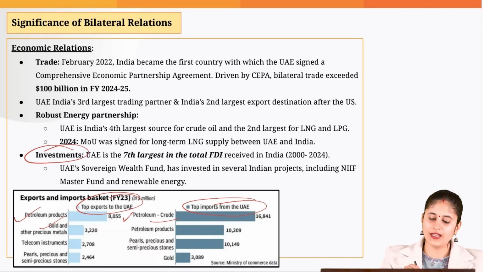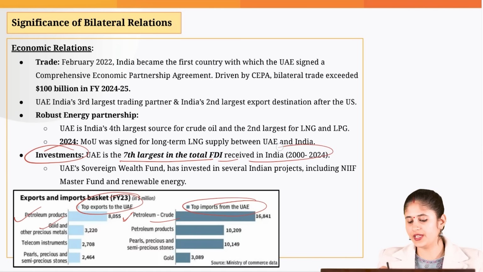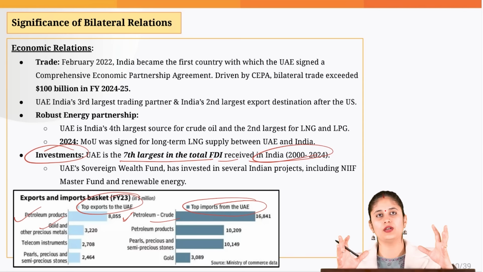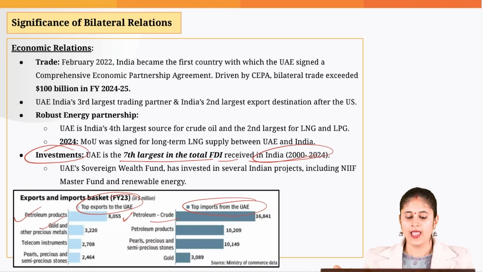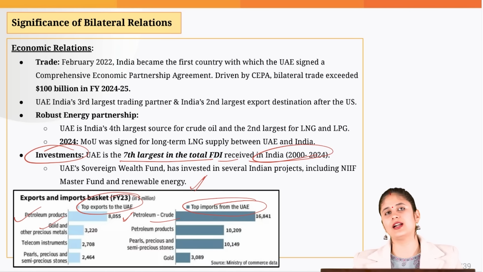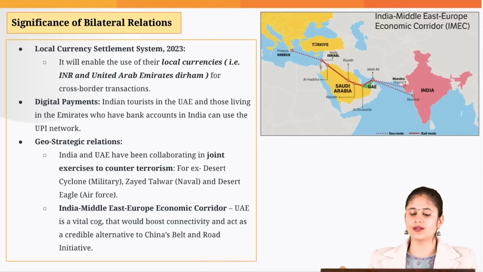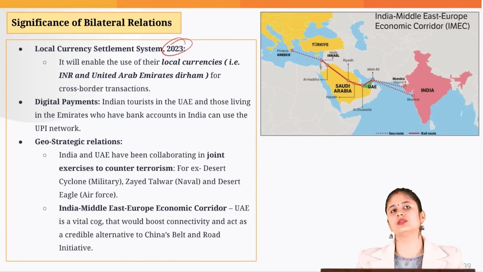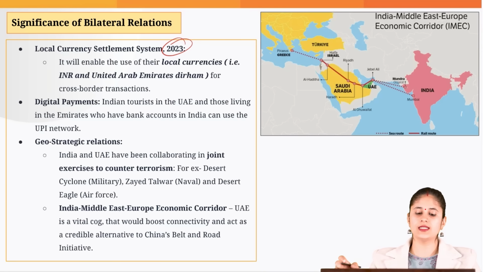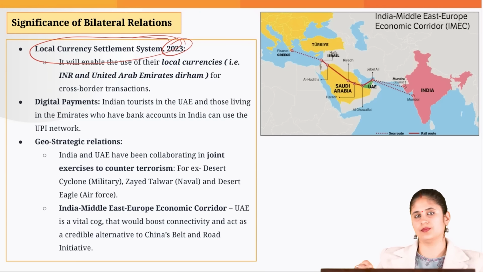Now, when you talk about the investment front, UAE is the 7th largest in total FDI received in India between the period of 2000 to 2024. And the UAE Sovereign Wealth Fund has also invested in India's renewable energy sector. Now, the 2 countries way back in 2023 have also signed the local currency settlement system.